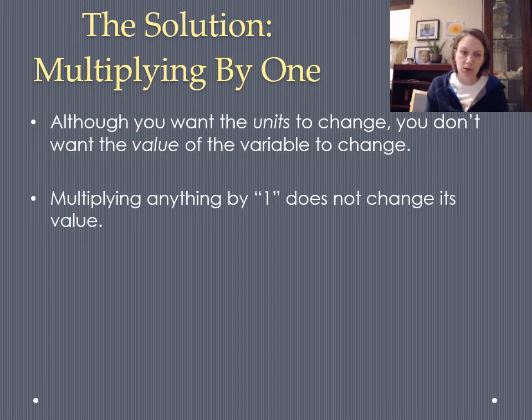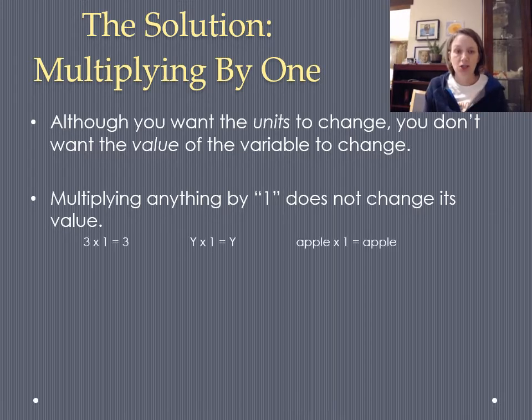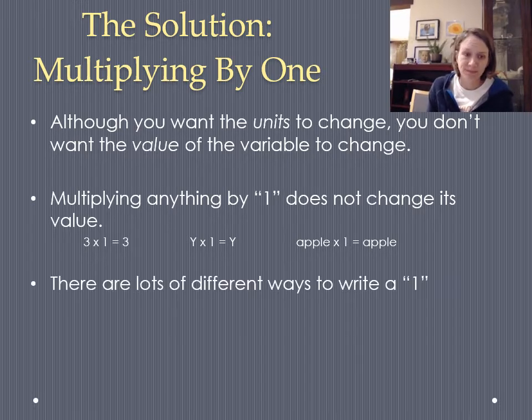So we're going to go back a few steps and talk about multiplying by 1. Multiplying anything by 1 does not change its value. For example, 3 times 1 is 3, right? We didn't change the amount of the original object. You can do this with variables in addition to doing it with numbers. So if I have a variable y and I multiply it by 1, we still have y. Or you could do it by an object. If I have an apple times 1 apple, then I still have 1 apple. So I haven't changed the value of things when I multiply them by 1.